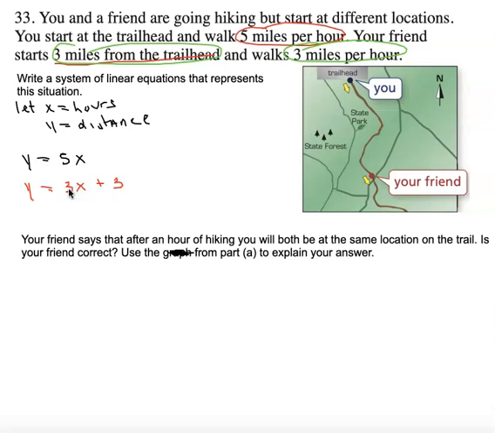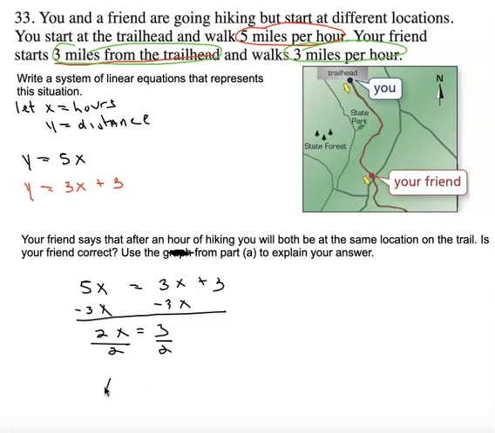Okay, so I have y equals 5x and y equals 3x plus 3. I'm going to go with substitution on this one. When will the two distances equal each other? When will 5x equal 3x plus 3? Subtract 3x from both sides, and I get 2x equals 3. Divided by 2, x is equal to 1.5 hours. So your friend claims that after 1 hour you will be at the same distance, and that's not true. It's not going to be until 1.5 hours that you are at the same distance.